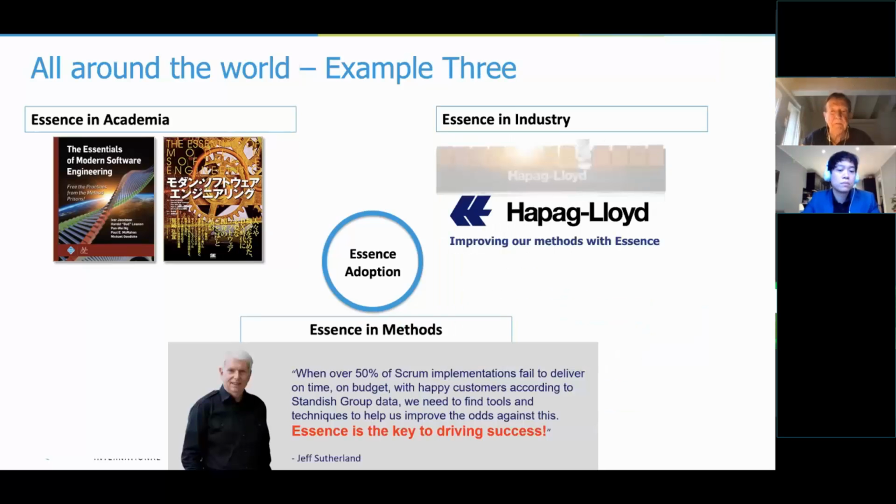And finally, Essence in methods. Jeff Sutherland, one of the co-founders of Scrum. You know, Scrum is the most developed practice ever in the history of software engineering. And so millions of people are Scrum Masters. He says over 50% of Scrum implementations fail to deliver, and we need to find tools and techniques to help us improve the odds against it. And he says, Essence is the key to driving success. He uses it in all his training now for both Scrum and Scrum at Scale.